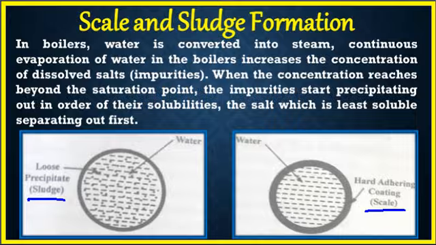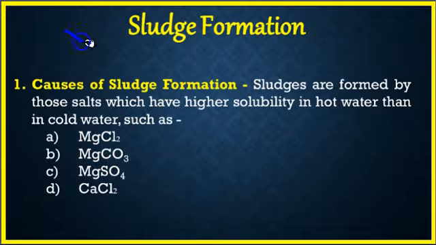So these are the two types of precipitate formed in the boiler feed water which may create some problems in the boiler. That is why these are considered as the boiler troubles. First, let us see the sludge formation causes. Sludges are formed by those salts which have higher solubility in hot water than cold water, such as magnesium chloride, magnesium carbonate, magnesium sulfate and calcium chloride. So these salts are responsible for the sludge formation in the boiler feed water.